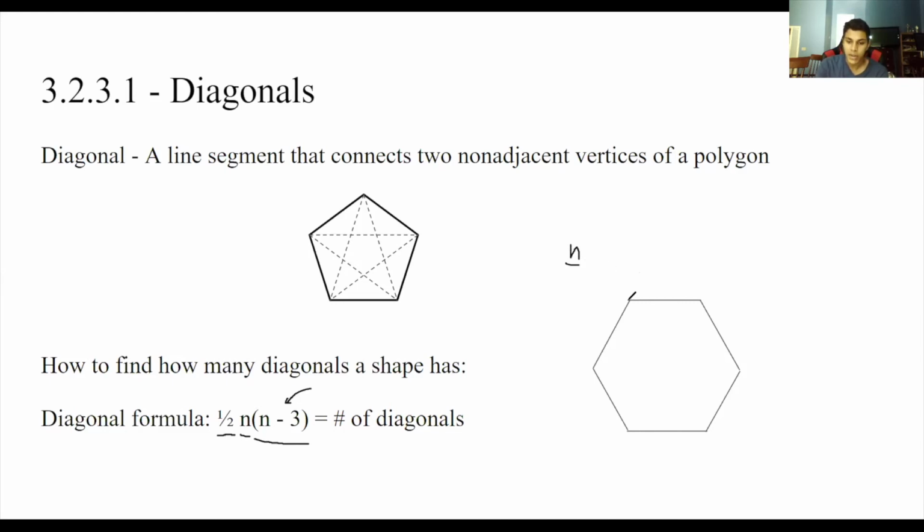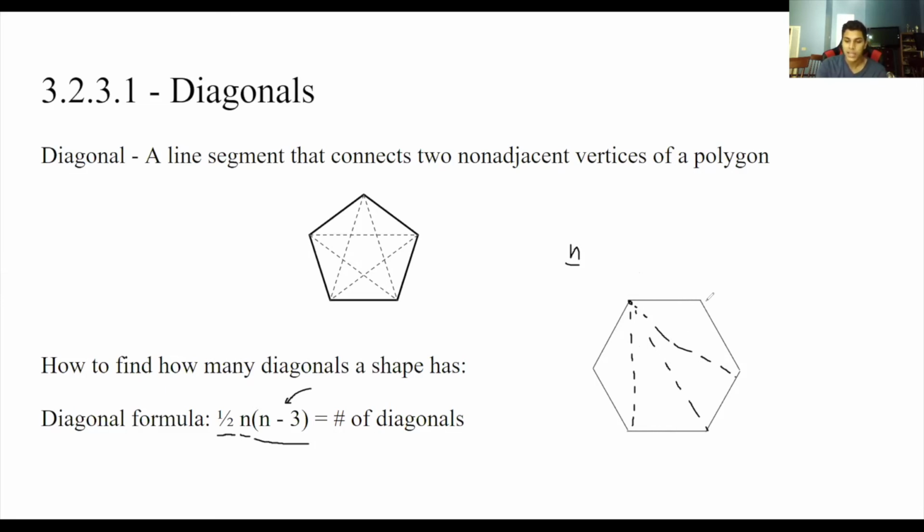Now, if we think about how many diagonals can be created from each vertex, so I'm going to use this vertex first. Well, in this 6-sided shape, we can create 1, 2, 3 diagonals from this vertex, right? There are 6 vertices total, and we can create 3 diagonals from this vertex.